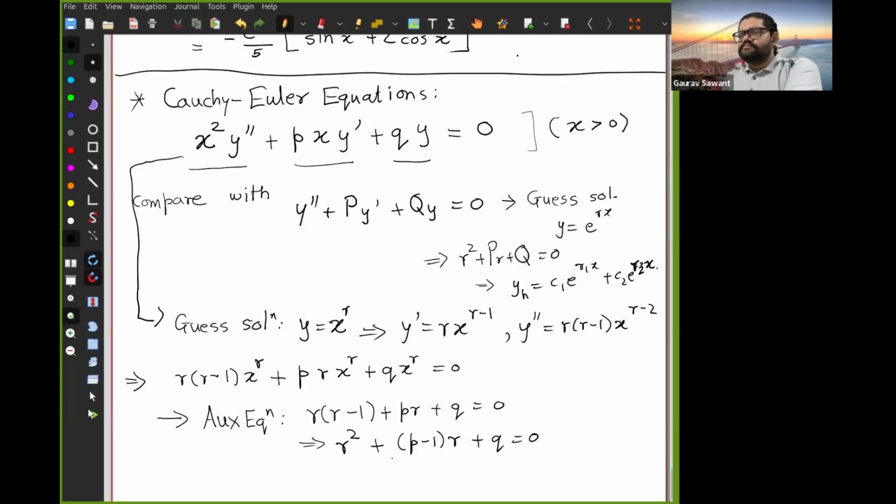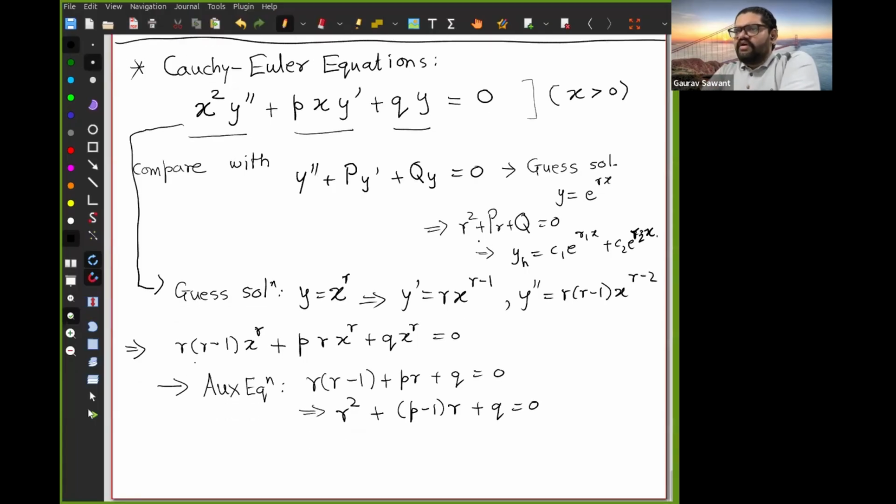Okay. So compare it with the usual differential equation with constant coefficient. There is r square plus pr plus q. Here it is r square plus p minus 1 r plus q. Okay. So there is that tiny change that one has to keep in mind. Okay. So anyway, what are the solutions for this?